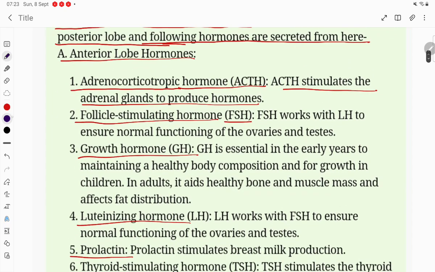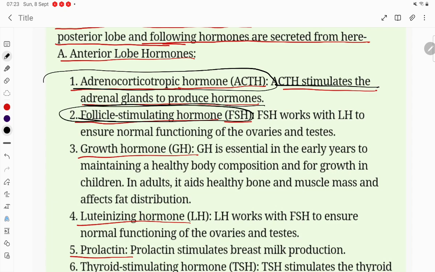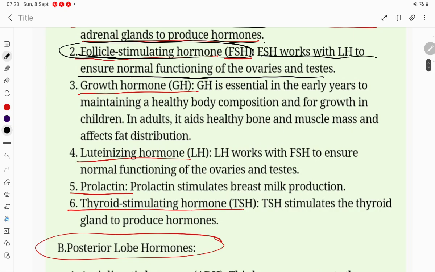So let us have a look at them one by one, student. Adrenocorticotropic hormone, ACTH, stimulates the adrenal gland to produce hormones. Follicle stimulating hormone, that is FSH, works with the luteinizing hormone to ensure the normal functioning of the ovaries and testes. Growth hormone, GH, is essential in the early years to maintain a healthy body composition and for growth in children.